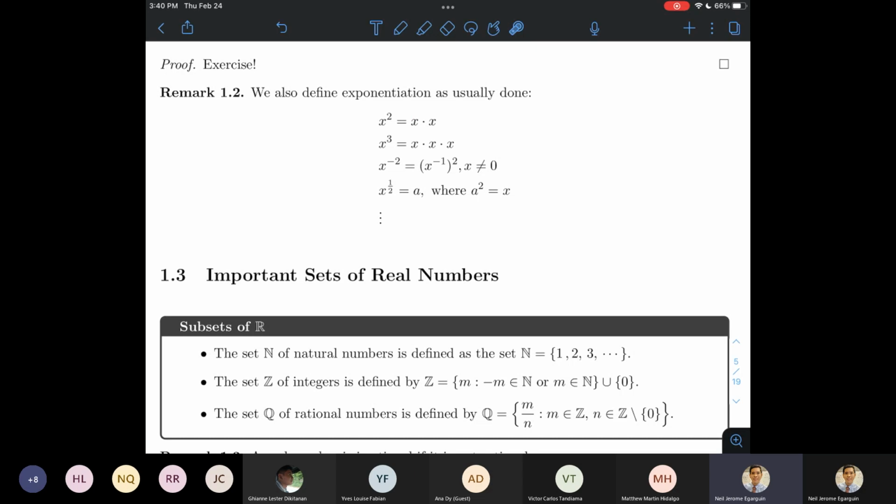So remark 1.2, dinefine lang natin yung exponentiation. All right? Kasi nga dapat axiomatic tayo dito, true to the letter of axiomatization. So kapag nakakita kayo ng x to the power 2 where x is a real number, that just means we need to multiply x to itself. And we'll have as many factors as the exponents. So x squared is x times x, cubed is x times x times x, and so on. And that will work for any natural number, okay?